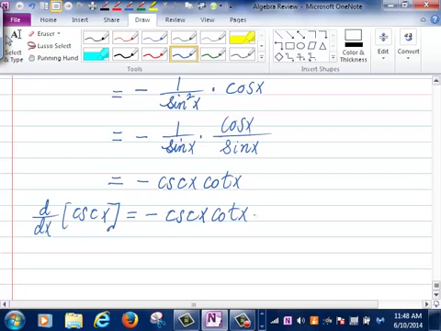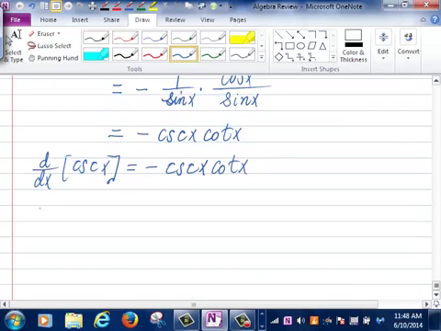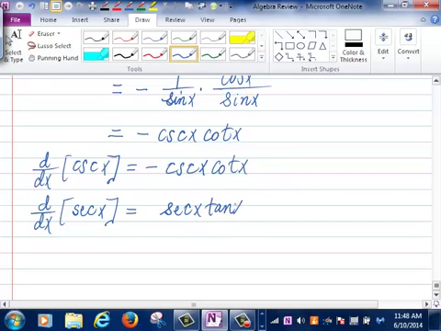Everybody's okay? Now, what do you think will be the derivative of secant x? How would you find the derivative of secant x? Yeah, except that it's just positive secant x. There is no negative tangent x. But your guess is very good. It's secant x tangent x without the negative.